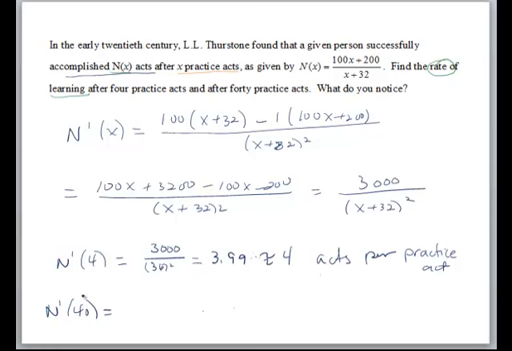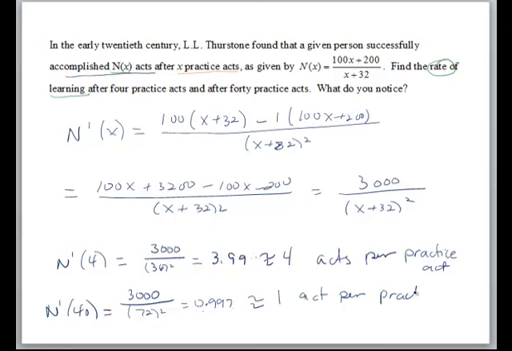Now what happens as we increase the amount of practice acts? So this time we're going to have 3000 divided by 40 plus 32, so divided by 72 squared, which came out to be 0.997, so approximately 1. So it'll be 1 act per practice act. Okay, and there we go.